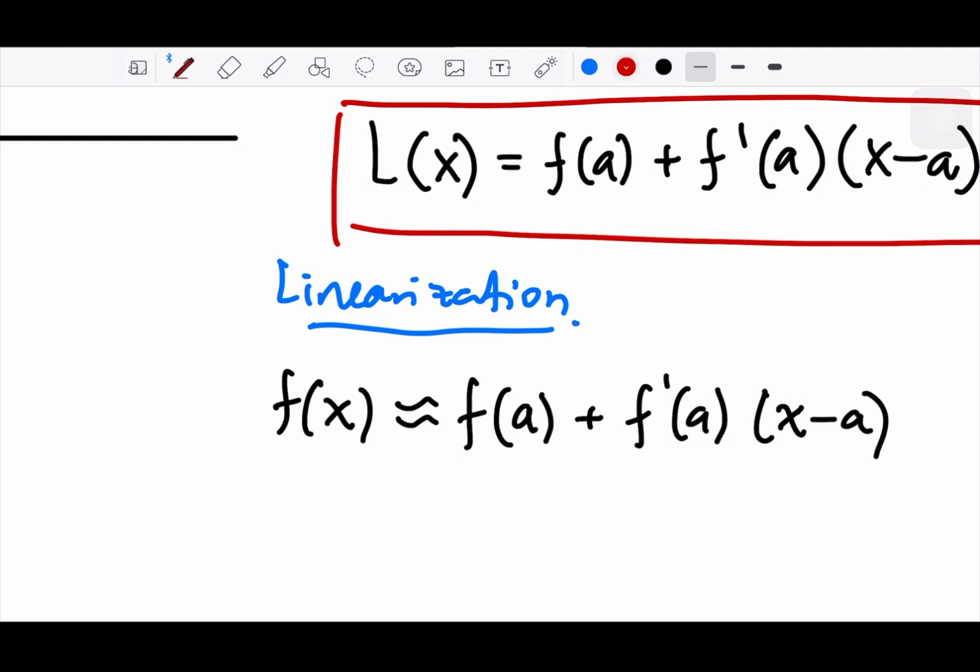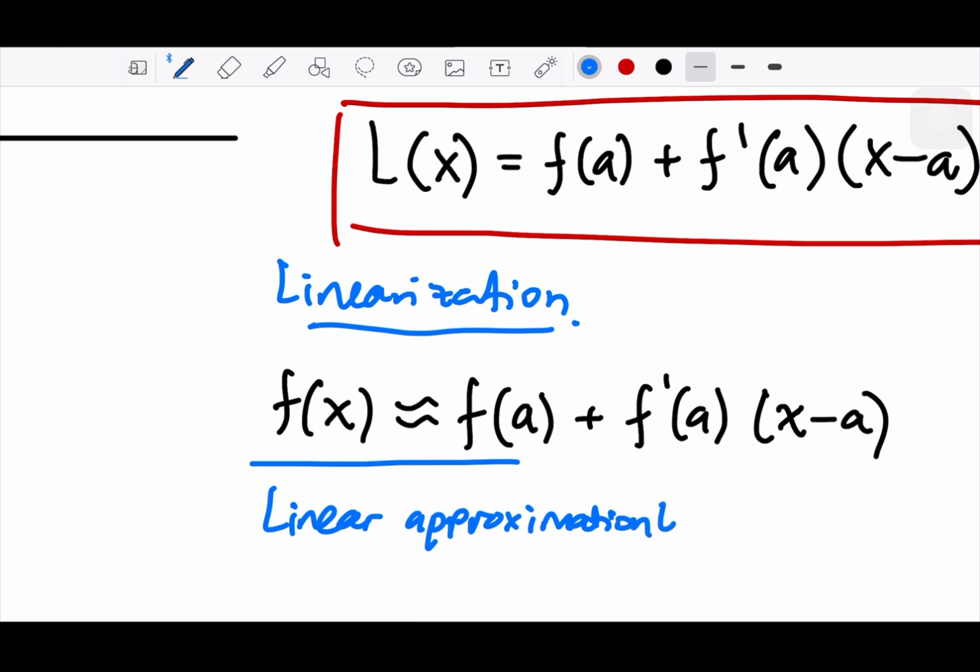So we call this linear approximation. Or usually maybe tangent line approximation is also okay, but I think just linear approximation will be fine.